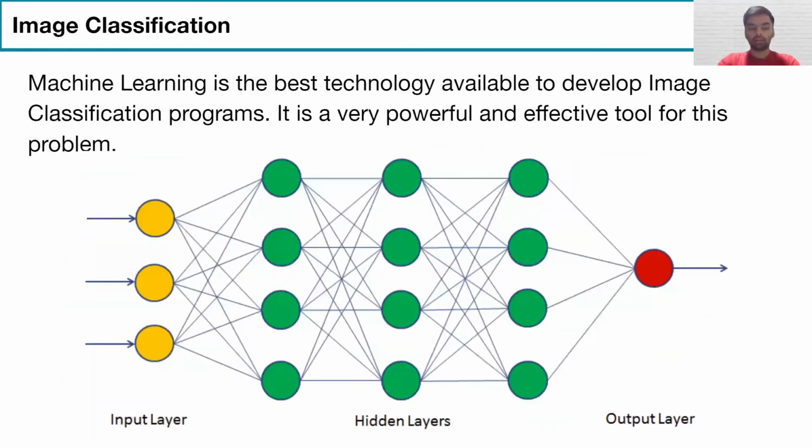So currently, one of the most effective tools for developing image classification programs is machine learning. And machine learning is a type of AI, and it is a very powerful and effective tool, especially for these kinds of problems. And this is where the AI of our project comes in, is that we're going to be using machine learning to develop our image classification program. And the way machine learning works is very similar to how humans learn, and that is why it is considered a type of artificial intelligence.